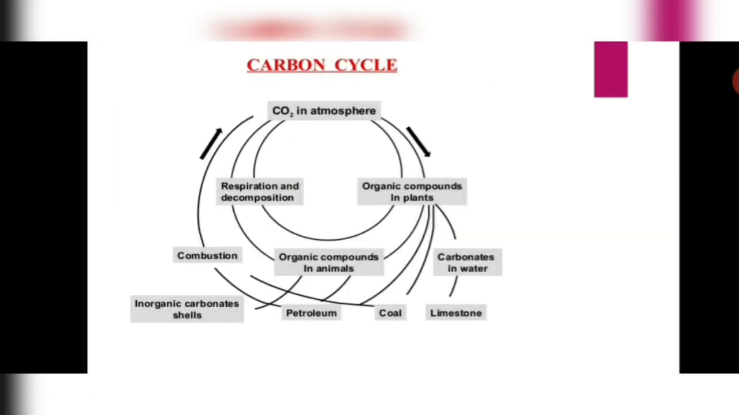As you can see, the carbon dioxide in the air is used by the plants for the process of photosynthesis. Some amount of carbon dioxide that is dissolved in water in the form of carbonates leads to the formation of limestone. The organic compounds like glucose, which are formed in plants, are eaten up by the animals, which on both respiration and in decomposition return the carbon dioxide to the atmosphere.